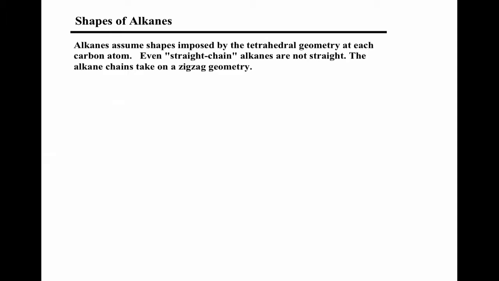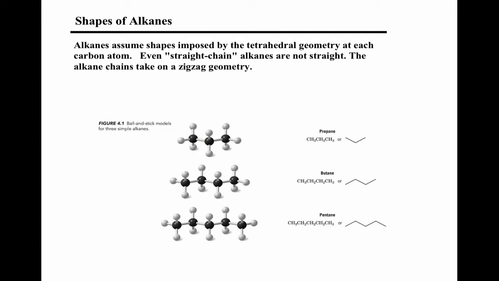Okay? Let's talk a little bit about the shapes of alkanes. What's the shape of each carbon atom in an alkane? What shape is it? It's tetrahedral, right? Each carbon is tetrahedral because it's what hybridization? It's sp3, right? And so we have these tetrahedral carbon atoms that you can build with your model kit, right?